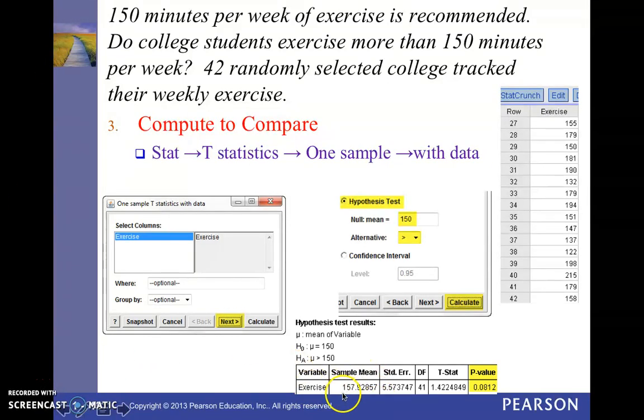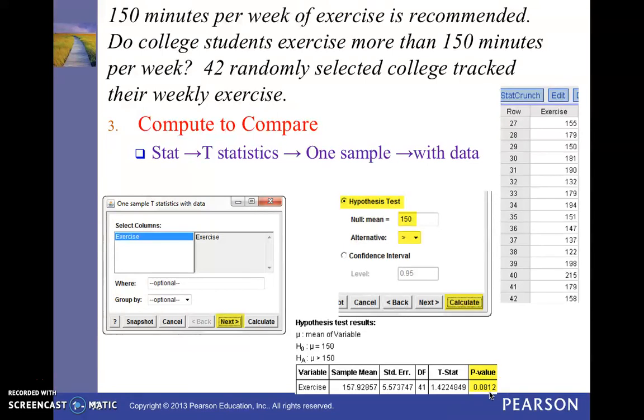Notice that we have the sample mean. So this is actually the mean of our 42 people. It's 152.92. And once again, here's our t-statistic, and here's the probability value. Now notice this probability value is 0.08. That's actually above our threshold of 0.05.